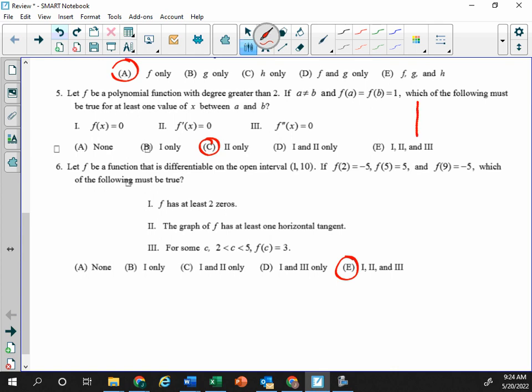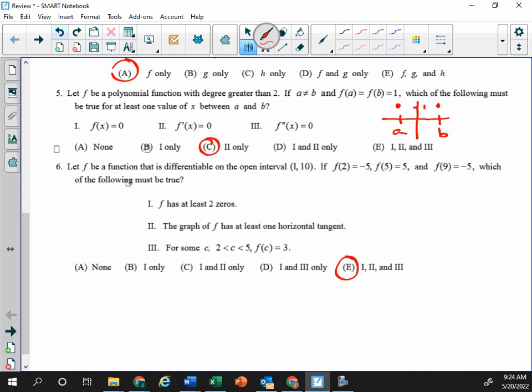I don't know what they are, so I'm just going to put them somewhere on my x-axis. I'm going to say there's A, there's B. And I know that f of A is 1 and f of B is 1. Okay? These 2 points are connected with a continuous function here.